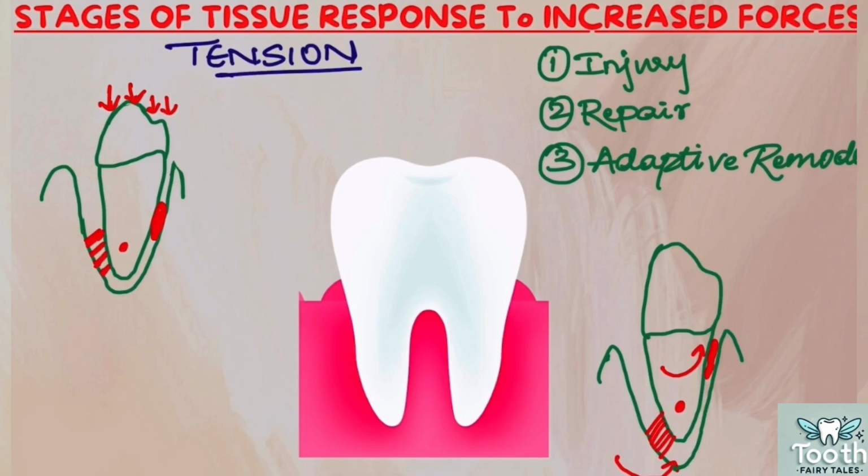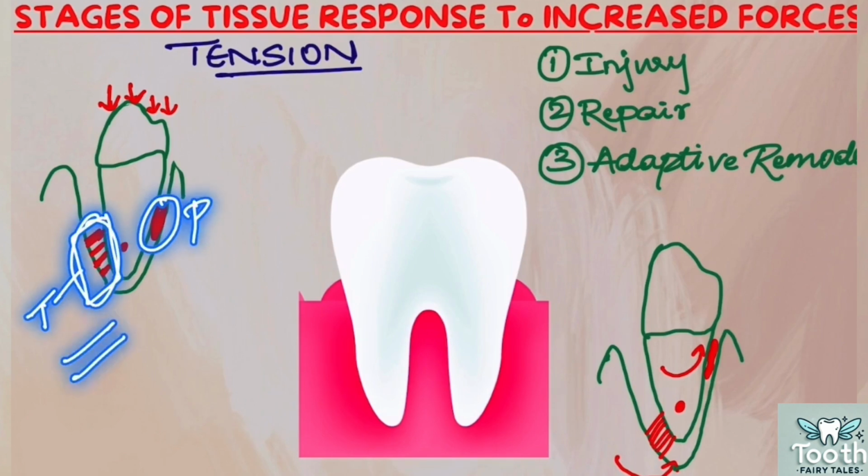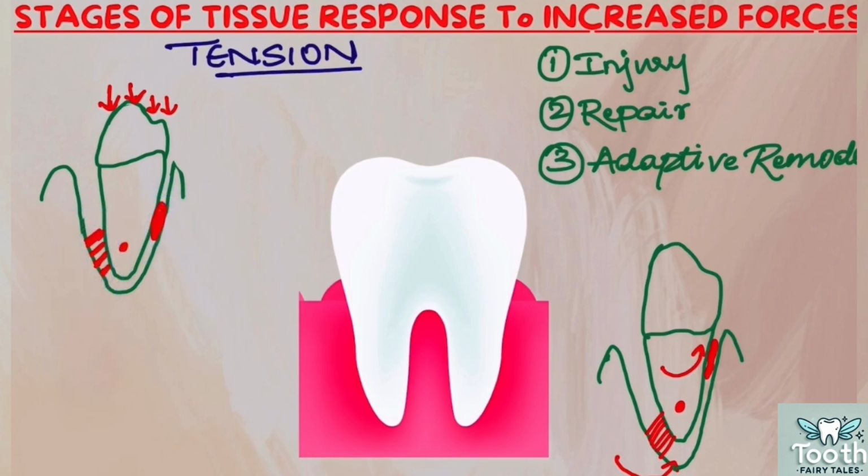In contrast, tension is causing the elongation of the periodontal ligament. So this is the tension side and this is the pressure side. On the tension side, you can see the elongation of the periodontal ligament. Along with that, there is deposition of the alveolar bone on the tension side. Now, when a greater amount of tension or severe tension is applied on the tooth.